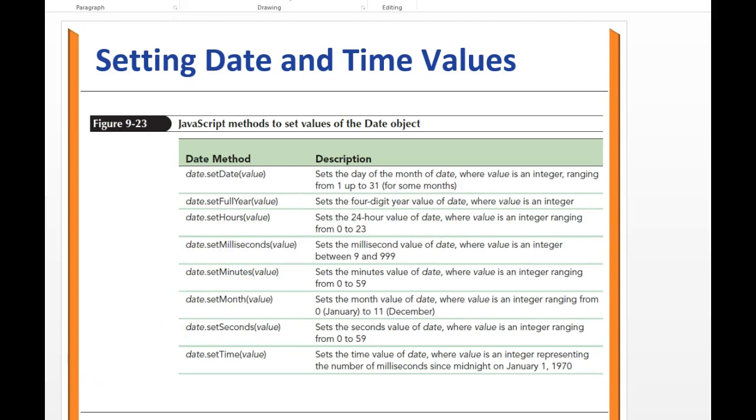So if you have the variable thisDate equals new Date, May 23rd, 2017, you can use the method called thisDate.setFullYear. So we are going to put the setFullYear 2018. This basically sets the 4-digit year value of the date where the value is an integer. So with this method, you can change the date stored in this variable from whatever it was before, maybe 2017, to the new date, which is 2018.